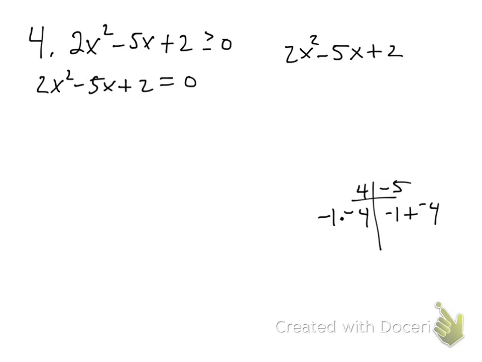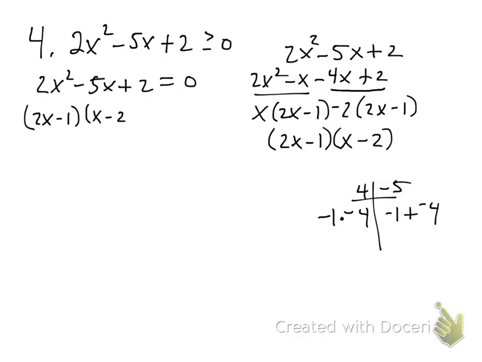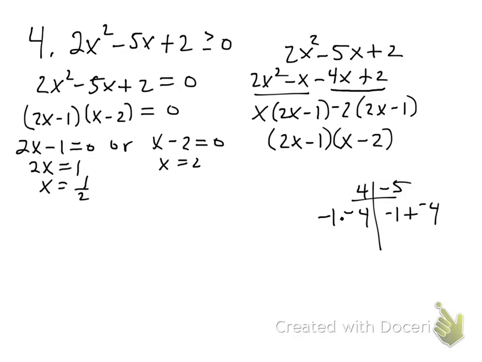The numbers that work are negative 1 and negative 4. So we're going to replace negative 5x using these two numbers. So we'll use minus 1x minus 4x, and then now it's just a matter of factoring this by grouping. So no matter which way you're factoring, you end up with 2x minus 1 times x minus 2. So let's go ahead and put that in on the left here. And of course we need to find our critical values. So set each of your factors equal to 0 and solve for x.